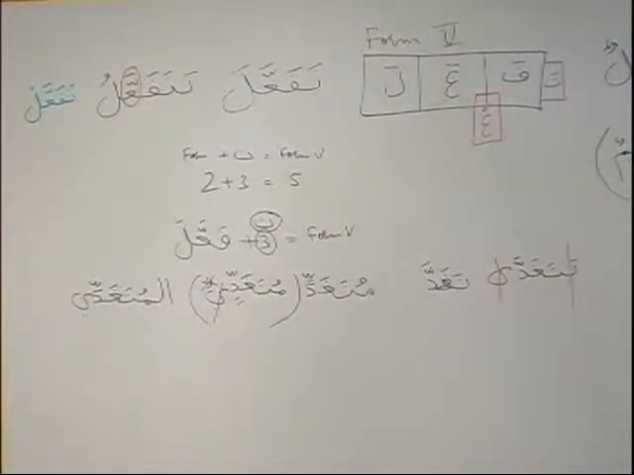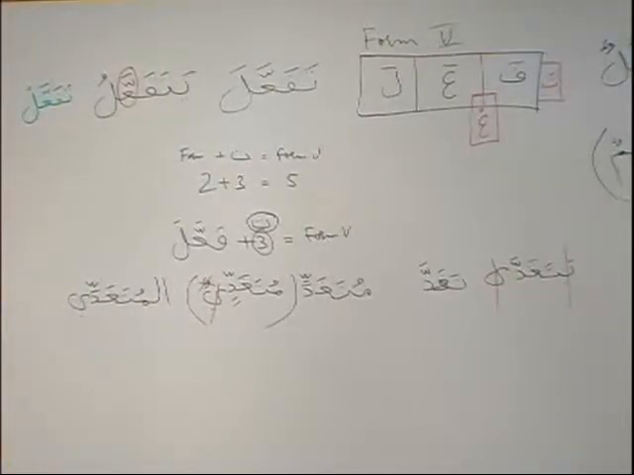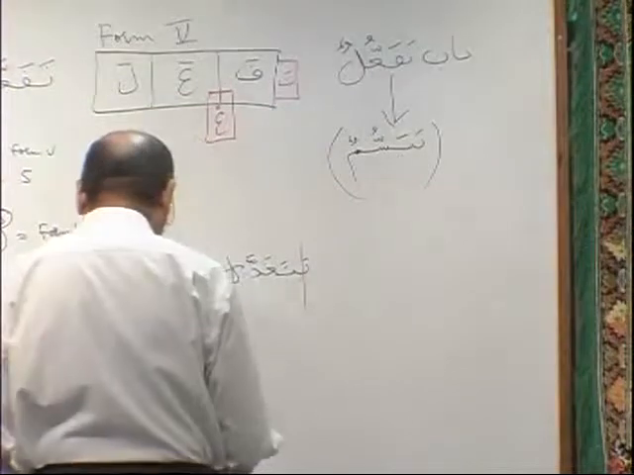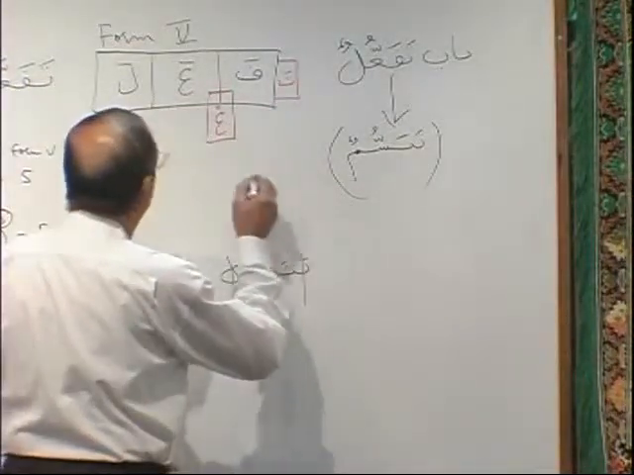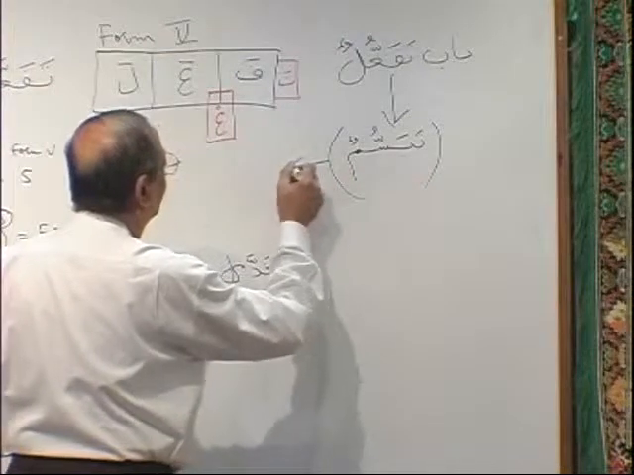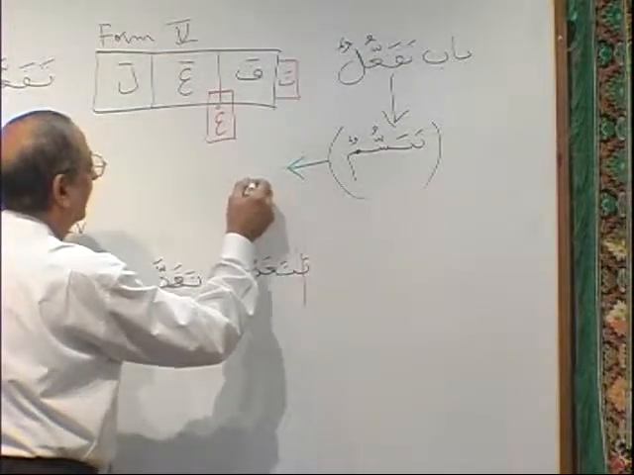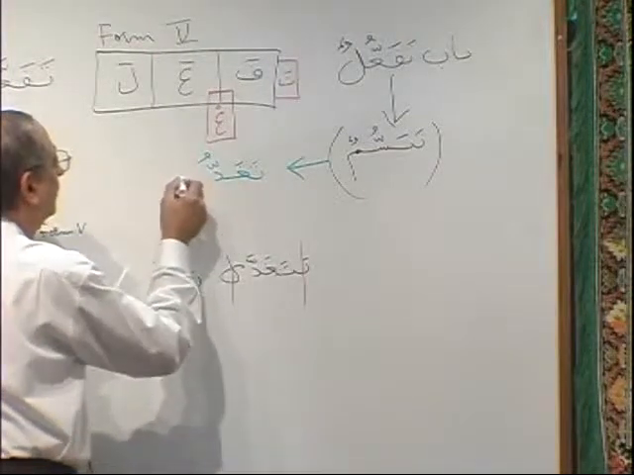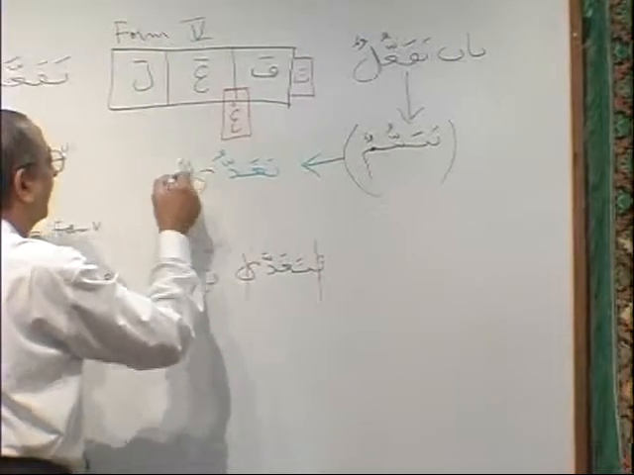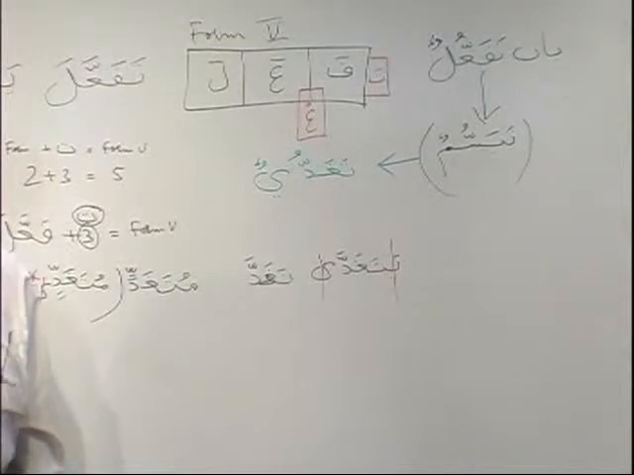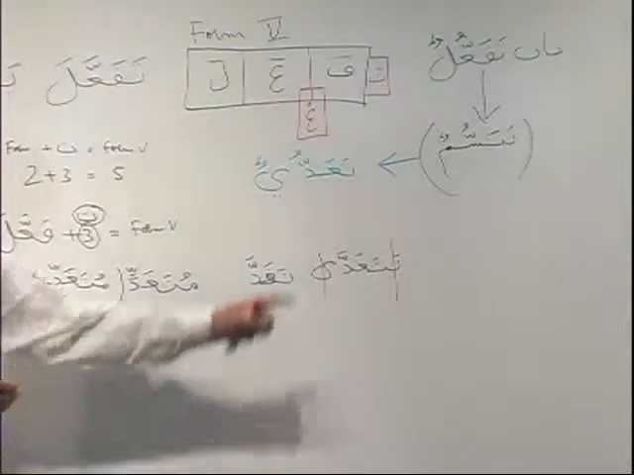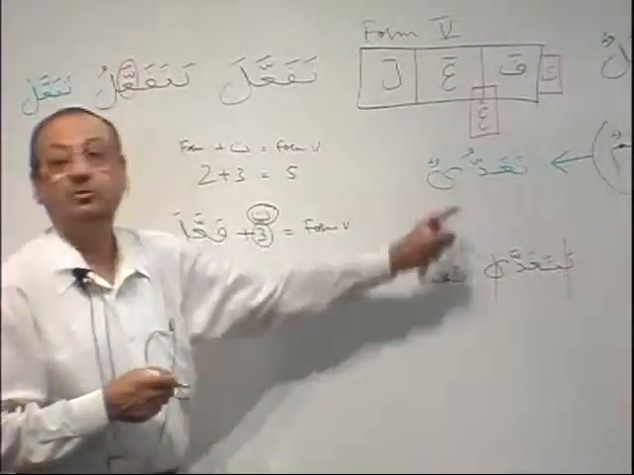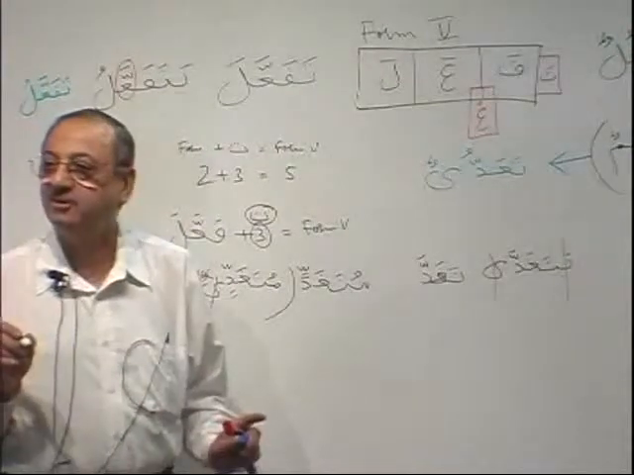Now comes the tricky part, brothers and sisters. Everybody should pay attention. How do I make masdar? What is the form of masdar? So I will say taghad, du, and then in the end, yun. Are you with me? Did I make the masdar in its original form? Tafa'ulun. Taghad, du, yun. Are you with me, brothers and sisters?